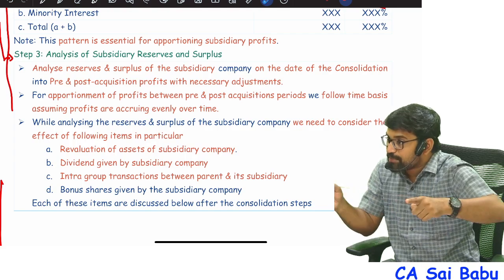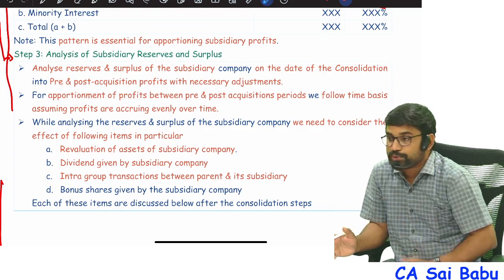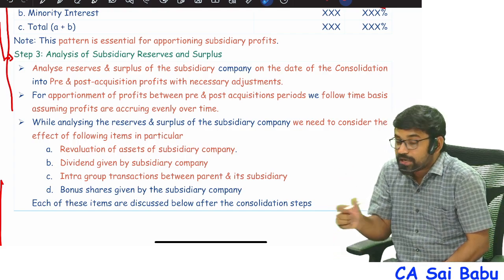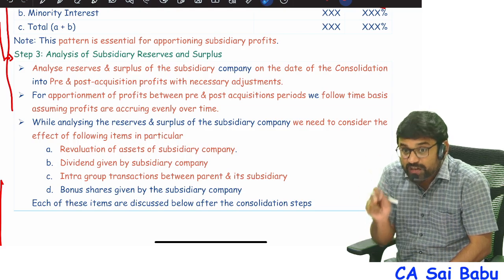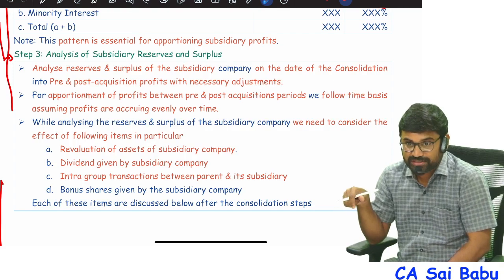To analyze the profits of subsidiary into pre-post. Okay. What is step number 2? Shareholding pattern. On which date? On the date of consolidation. Why that is necessary? Next step, apportionment of profits.